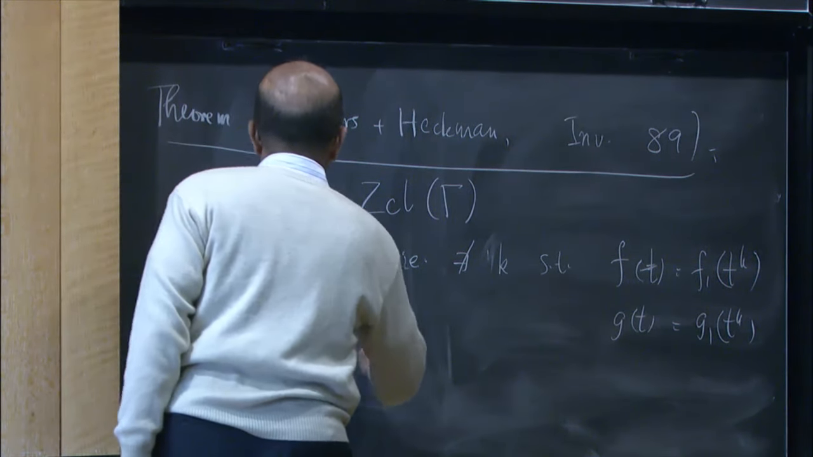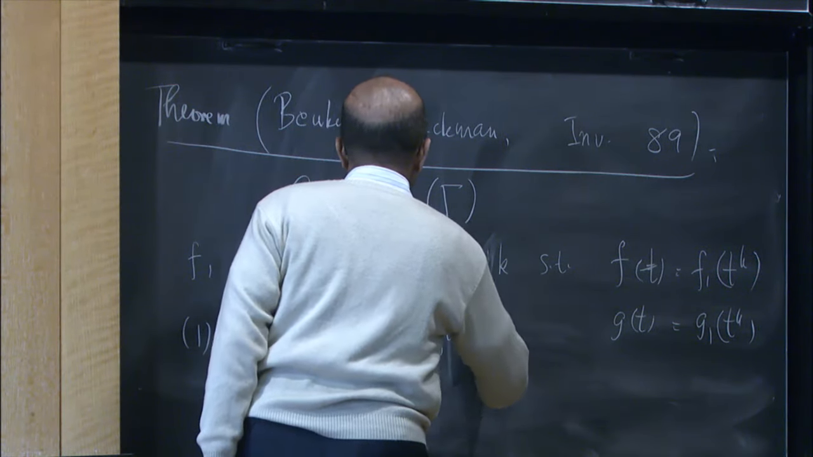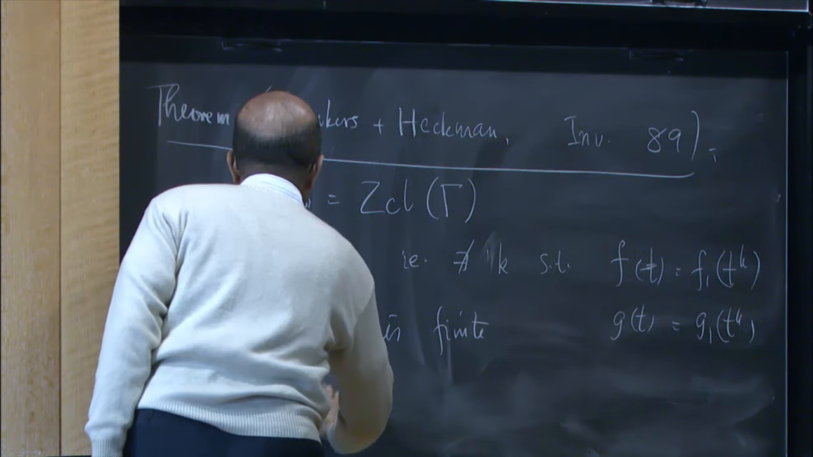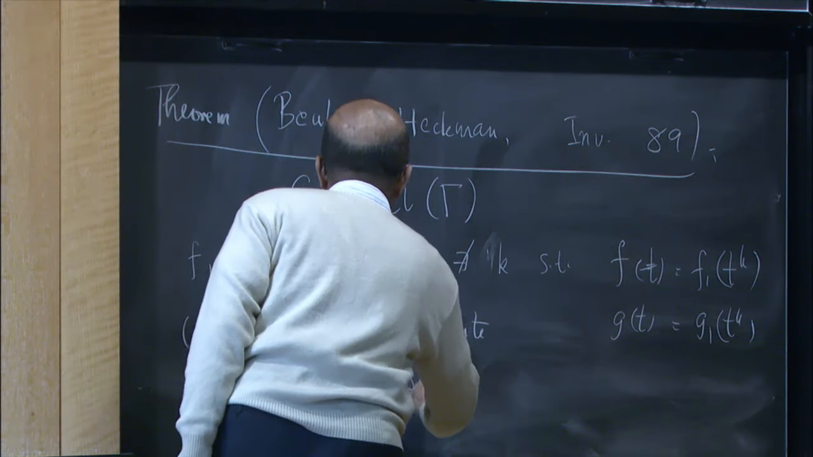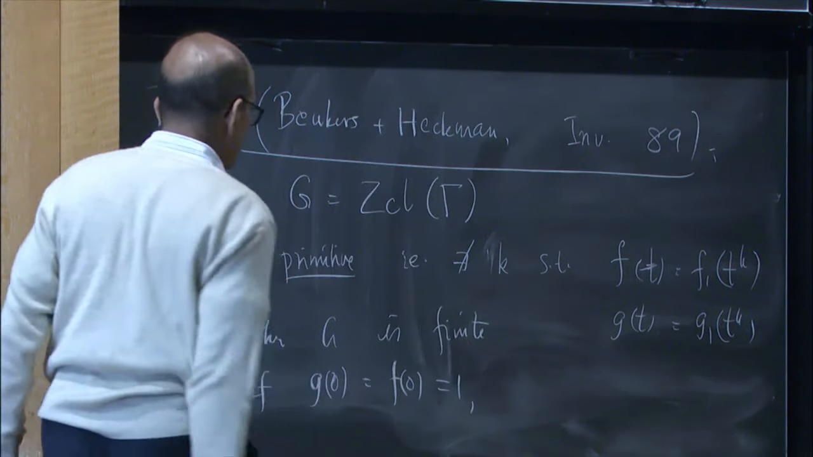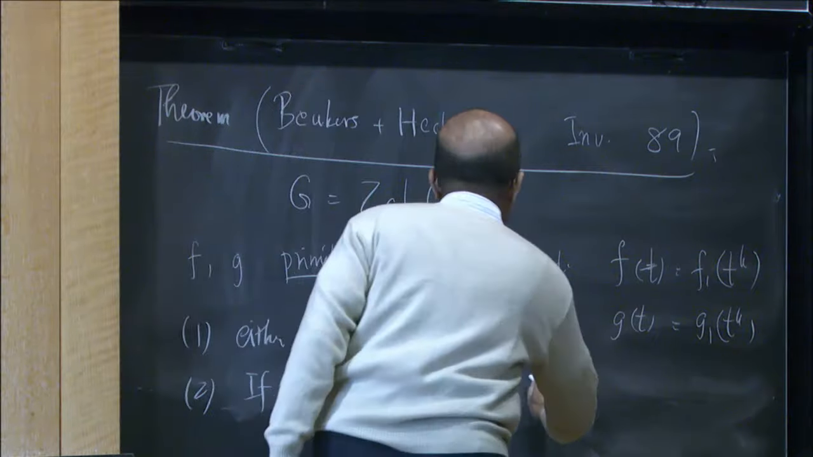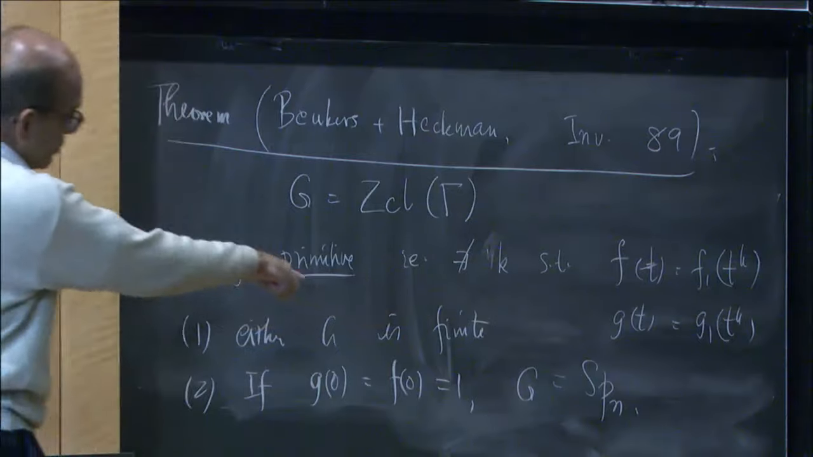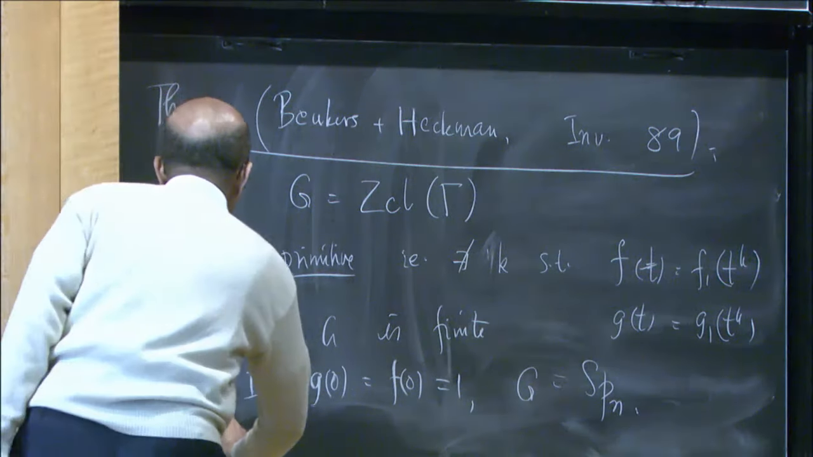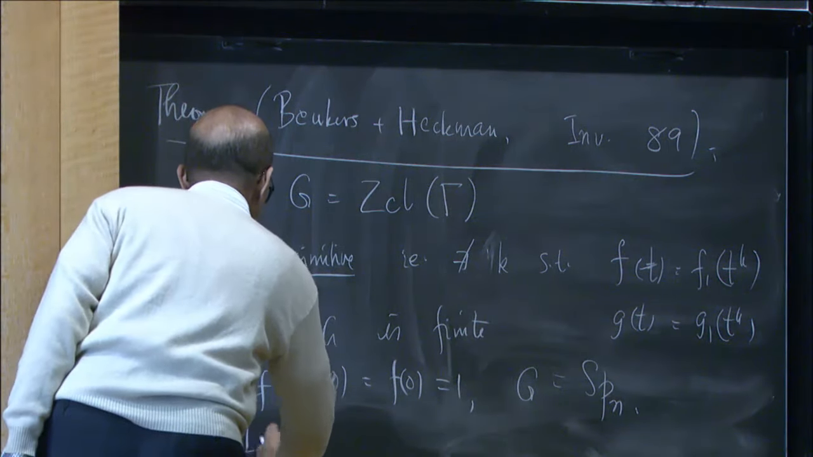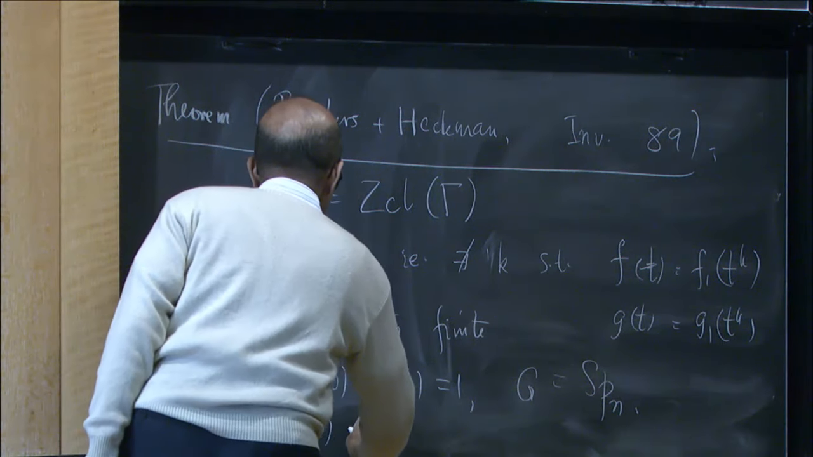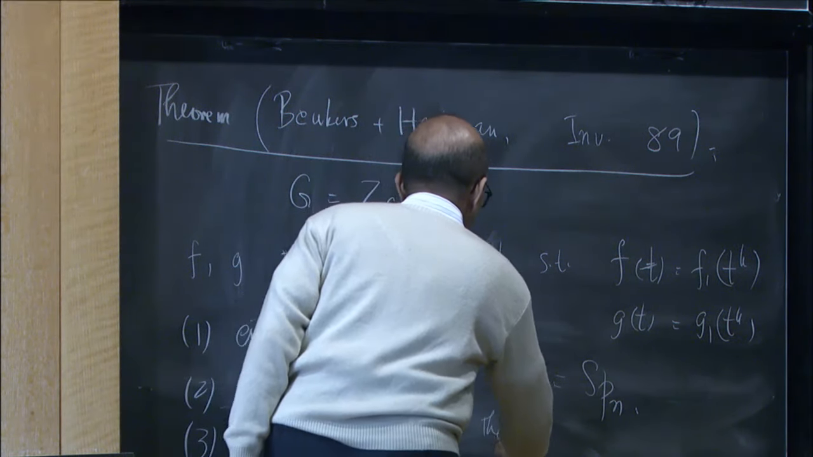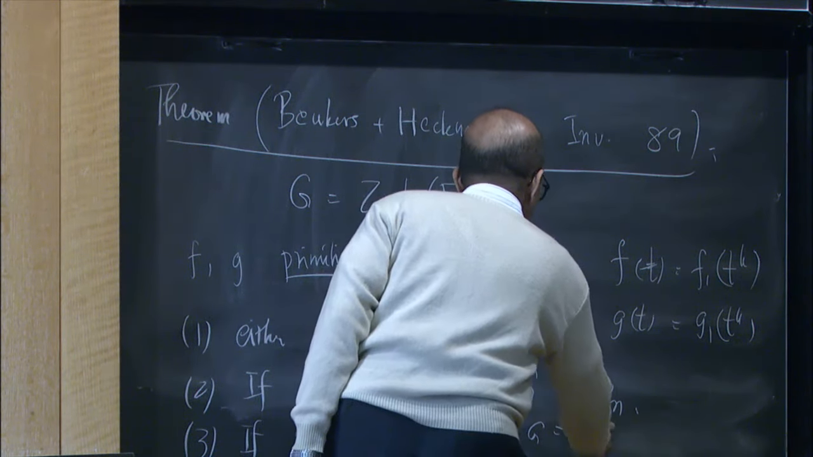Then either the Zariski closure is finite, or, if g(0) and f(0) have the same sign, actually you can assume plus 1, then the Zariski closure is a symplectic group. n is necessarily even in this case. If they have the opposite sign, then the Zariski closure is the orthogonal group.